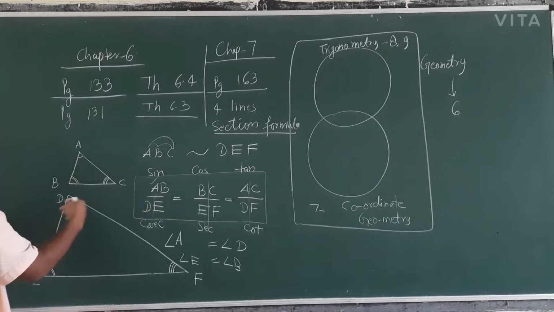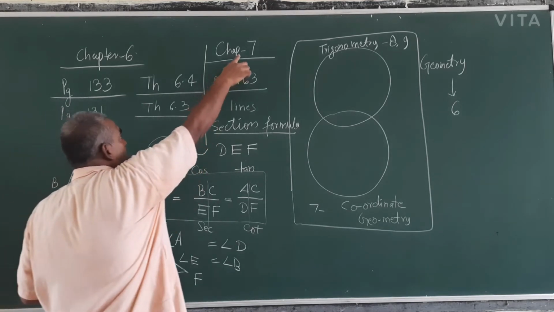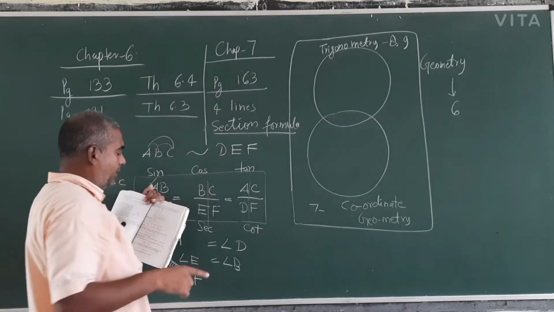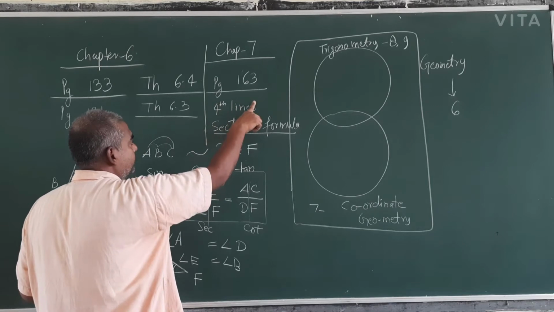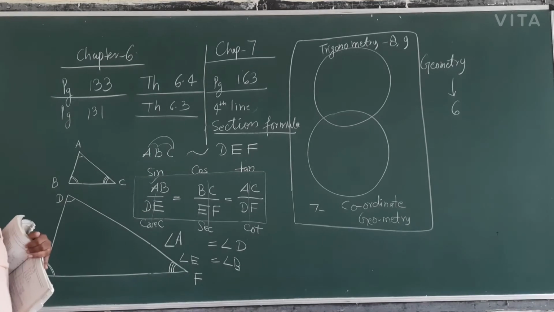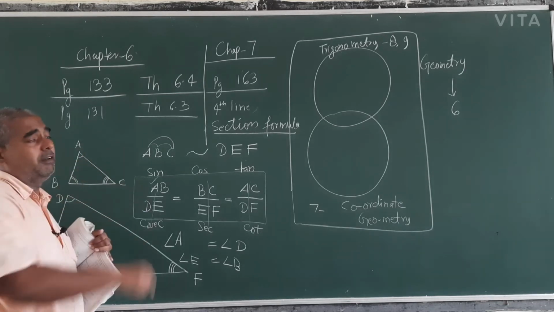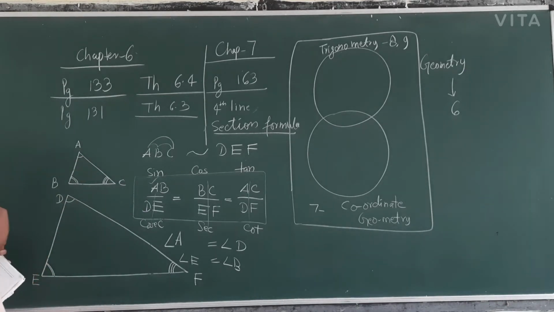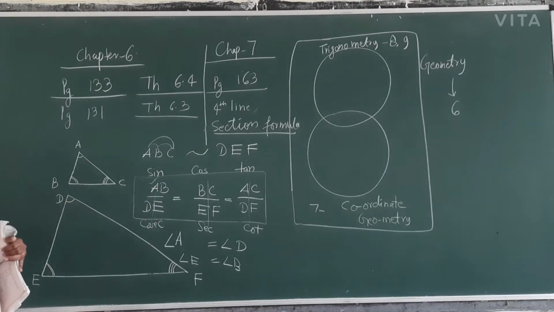And in trigonometry, these are all related. You may see chapter number 7, page number 163, the fourth line, this ratio, and the section formula; it is based on this one. So I am here to introduce trigonometry. The actual question is, I have told you sine, cosec, these are defined only on the basis of the right angle triangle. Why is it so? I will explain to you.